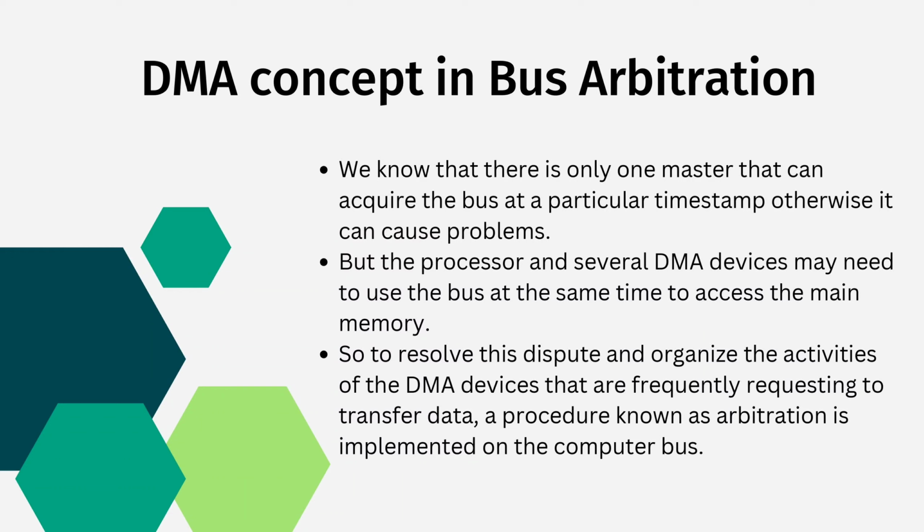So next is the DMA concept in bus arbitration. In bus arbitration, only one master can acquire the bus at a particular time, otherwise it can cause problems. To resolve this dispute and organize the activity of the DMA devices that are frequently requesting to transfer data, a procedure known as arbitration is implemented on the computer buses, because the processor and several DMA devices may need to use the bus at the same time to access the main memory.